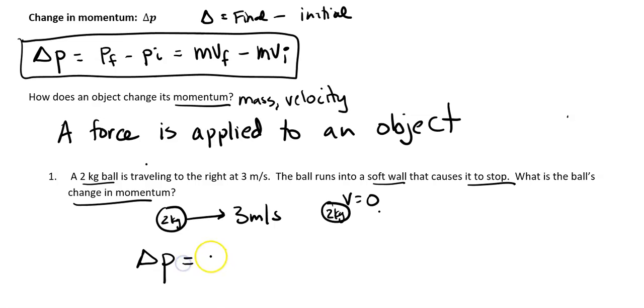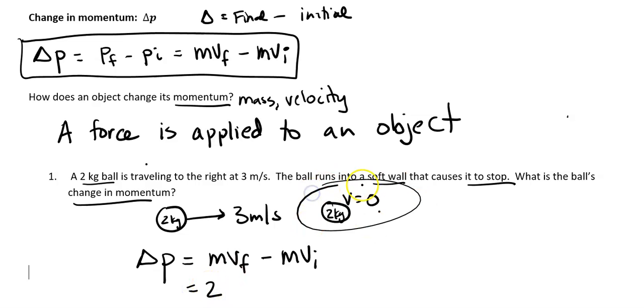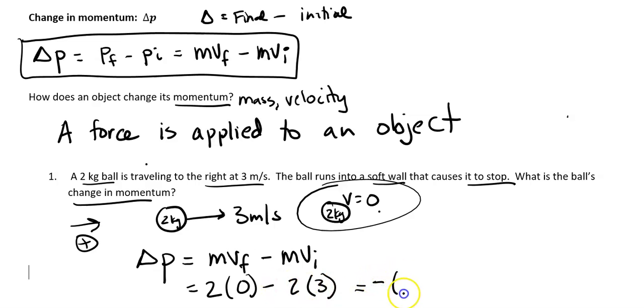Cool. So I know change in momentum is mvf minus mvi. So in this case, our mass is 2. Our final velocity, so that's where it ended, is 0, minus 2 times our initial velocity, how it started, right? Let's say that direction is positive. So 3, so this is negative 2 times 3, or negative 6 kilogram meters per second. So that is going to be our change in momentum. So the object was slowing down overall.